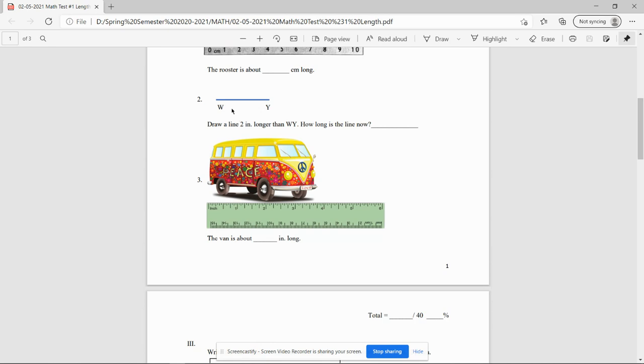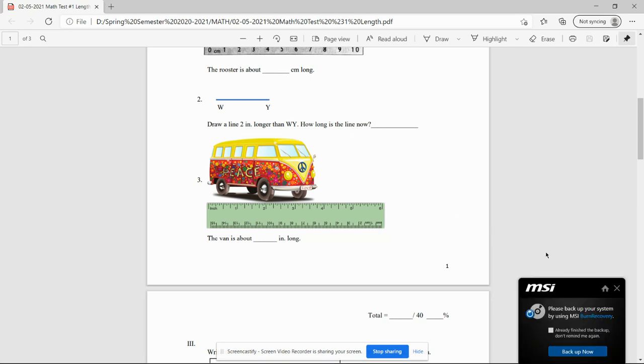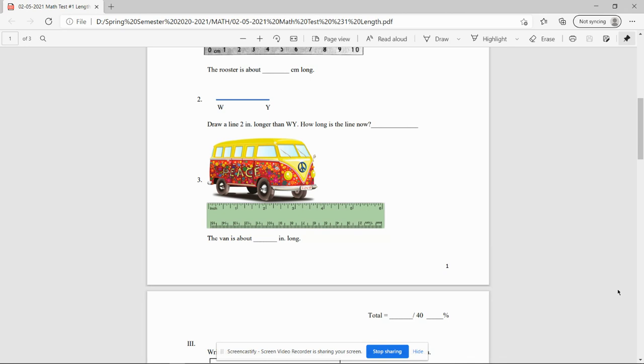Then number two, you have a line WY, and it says draw a line 2 inches longer than WY. How long is the line now? So you're going to take your ruler and you're going to measure this line, and then you're going to draw a line that is 2 inches longer. And then after you draw the 2 inches longer, you're going to measure the entire line, and then you're going to tell me how long is it? How long is the entire line?